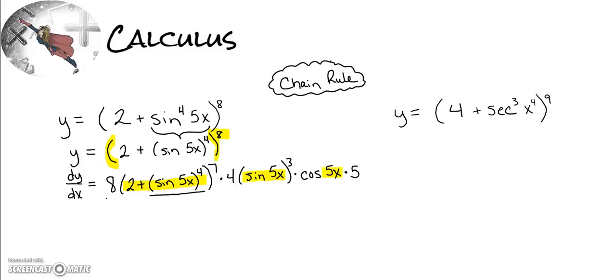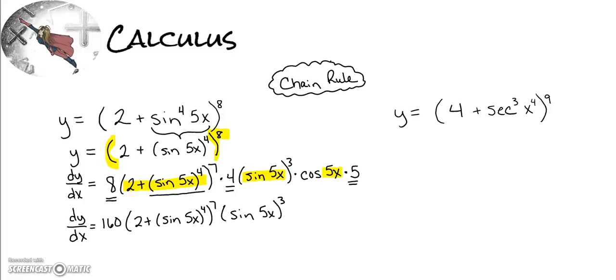And this is the answer, but what you want to do is go through and find all of the coefficients, which is the 8, the 4, and the 5, and just multiply those together, which would be 160, and then rewrite the answer like this. dy dx equals 160, and then just basically copy everything else back down. Sine of 5x to the 4th, to the 7th, sine of 5x to the 3rd, and then cosine of 5x. And that's the final answer for this one.